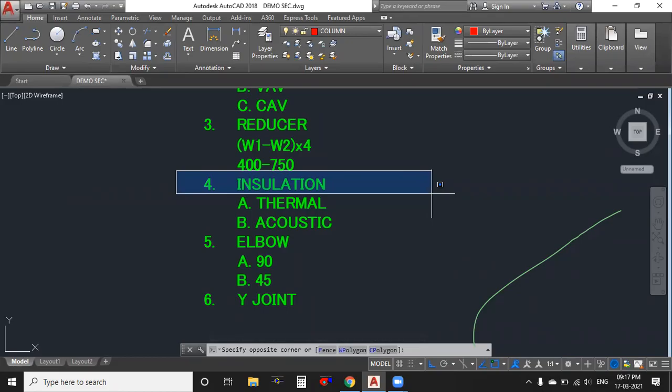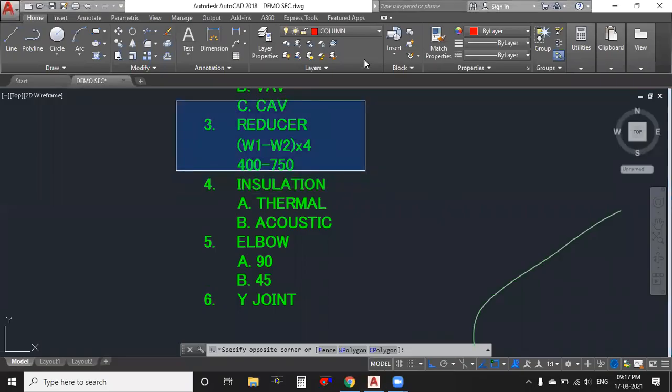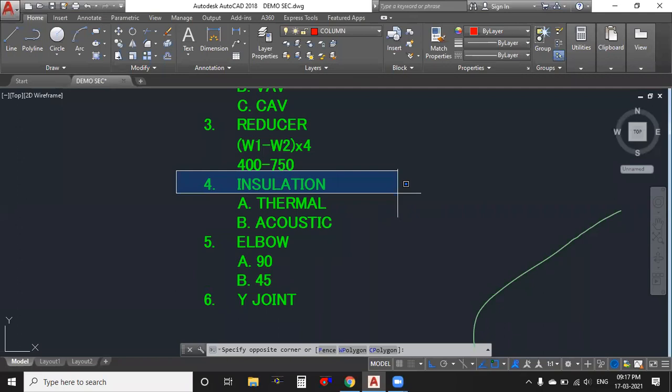Sir, it's not clear to me, because when I calculated 400 minus 750, it's equal to minus 350. No. Actually, see, this W1 stands for main duct, the big one. So one by one we will go. Maybe you are thinking 400 minus 750, right? The length of the reducer should be 400 to 750, not 400 minus 750. Okay. Length of reducer should be 400 to 750.